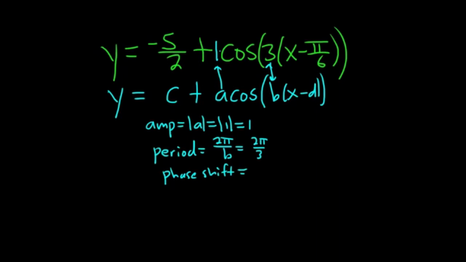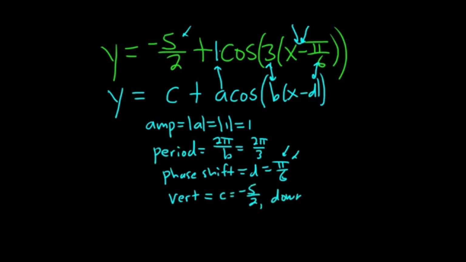is d. So in this case, d is just pi over 6. So that's your phase shift. It's pretty easy. I just switched the sign. So if there's a negative, it becomes a positive. If this was positive pi over 6, this would be a negative pi over 6 down here. The vertical translation is your c. So it's negative 5/2. That means we're going down 5/2 because it's negative. If it was positive, you'd be going up.